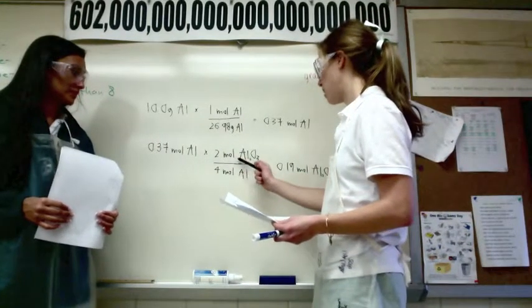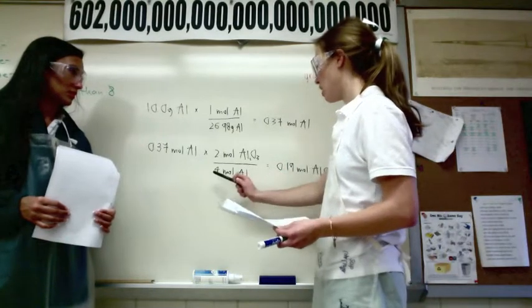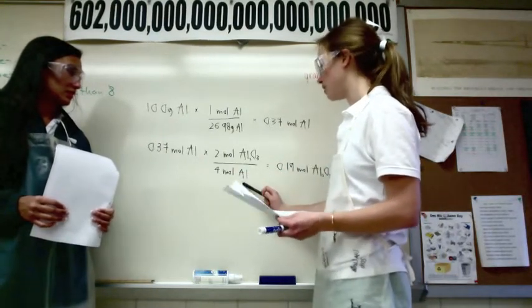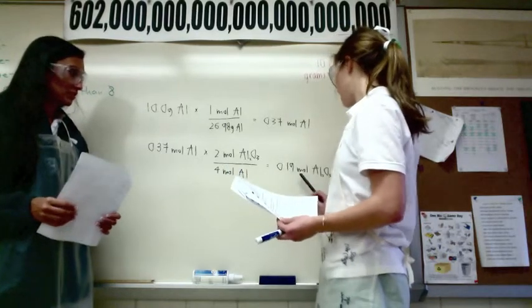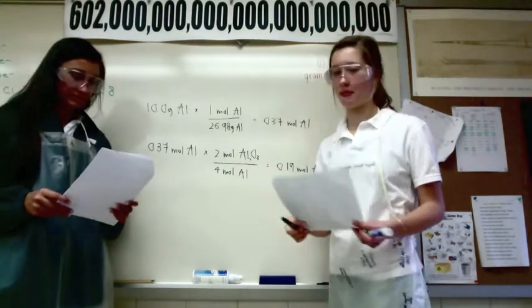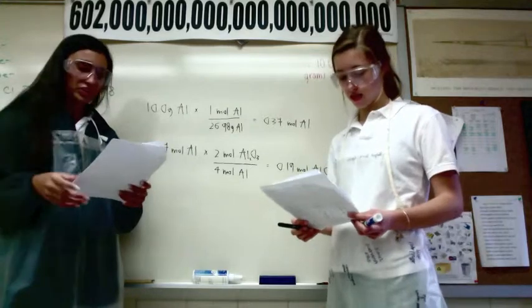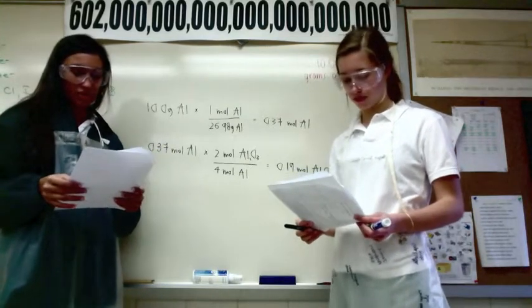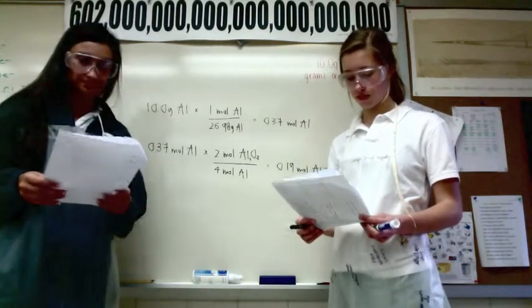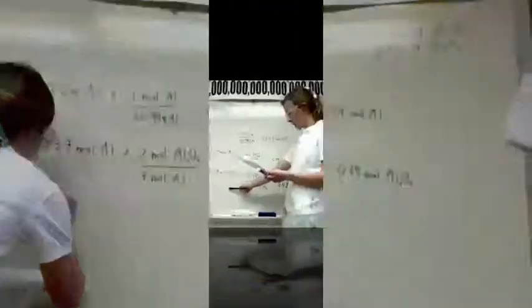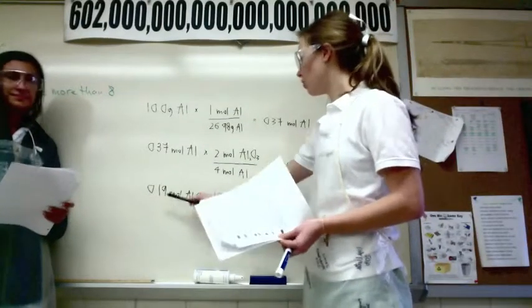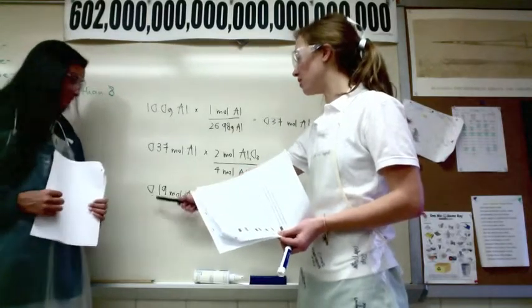We multiplied 0.37 moles of Al times the leading coefficients of Al2O3 and Al, which could be found in the original equation. This gave us 0.19 moles of Al2O3. Lastly, convert the substance in moles you found to the unit of measurement the problem calls for. Because we started with grams, we need to convert the mole value back to grams.